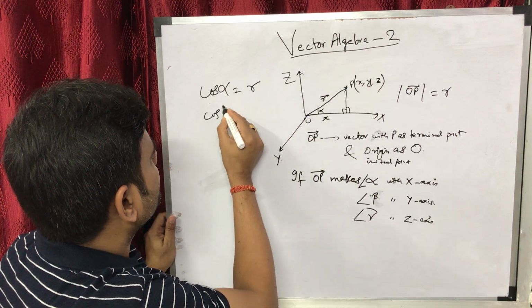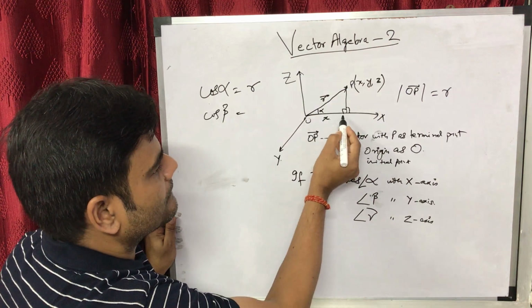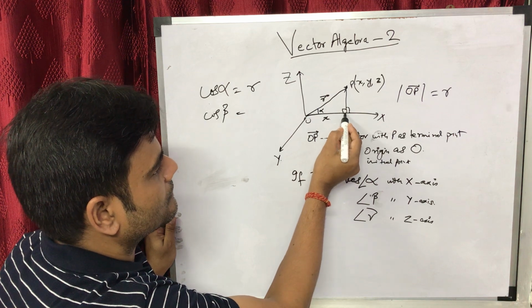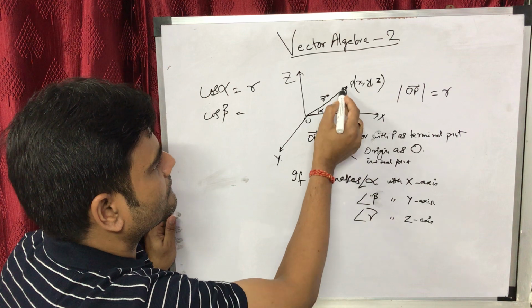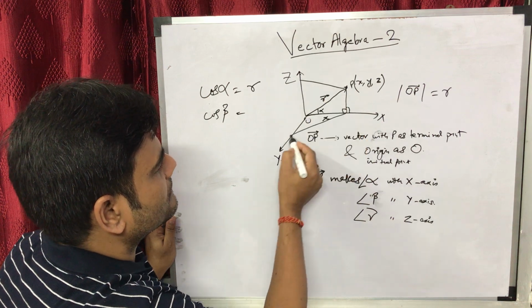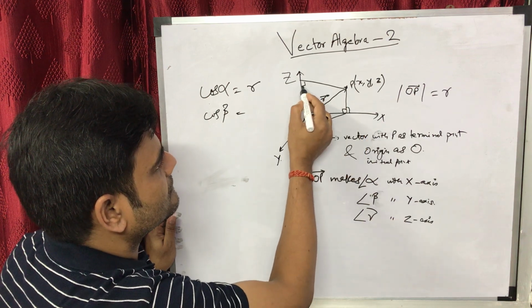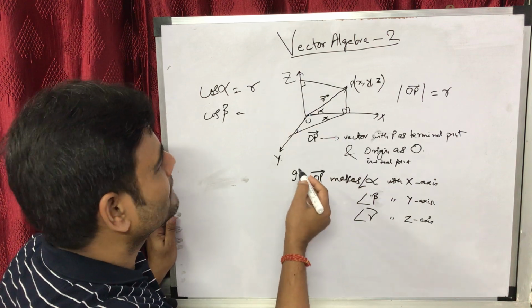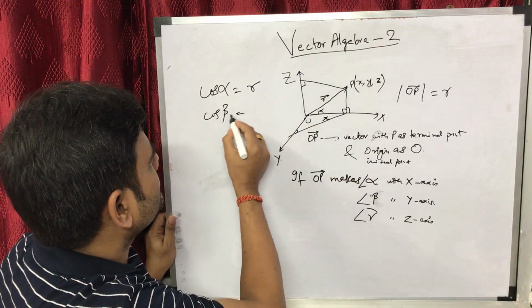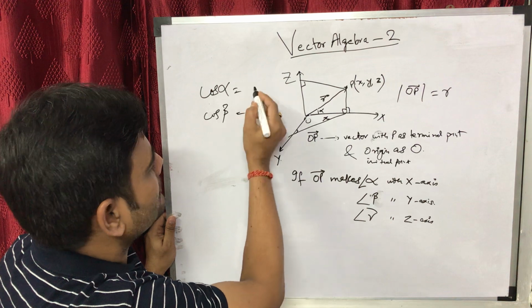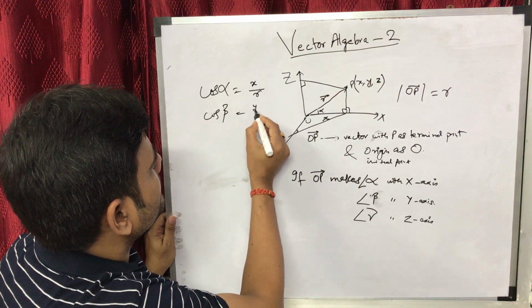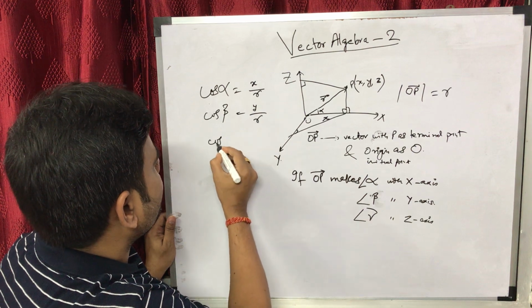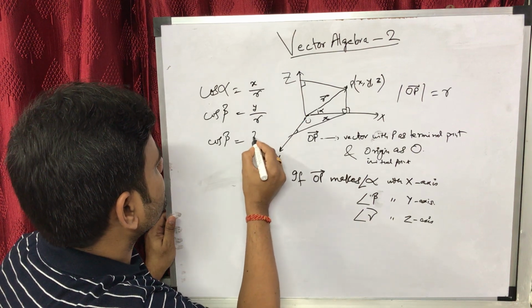Similarly, cos beta, you will have difficulty in visualizing because we cannot draw a 3D figure, right? So this is the way people try to: this is perpendicular, this is perpendicular, they don't look perpendicular, but this is the way. Cos alpha is x by r, cos beta is y by r, cos gamma is z by r.